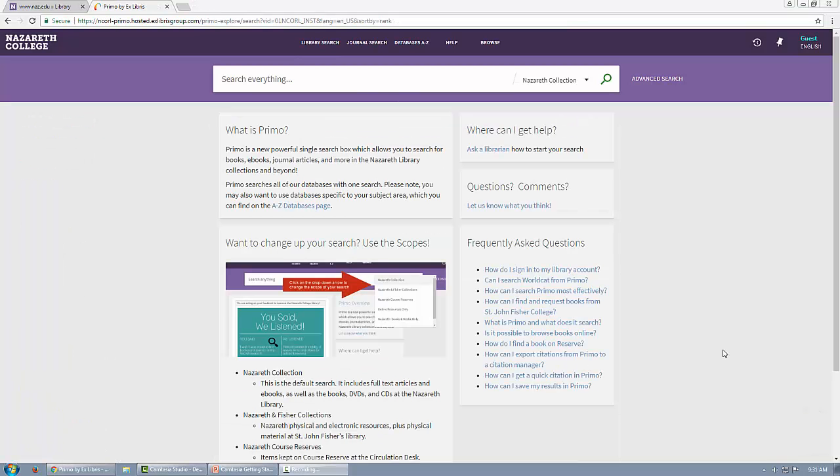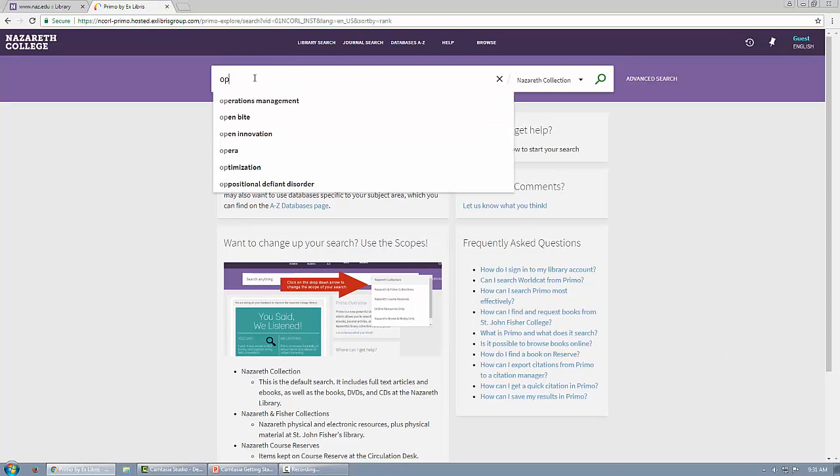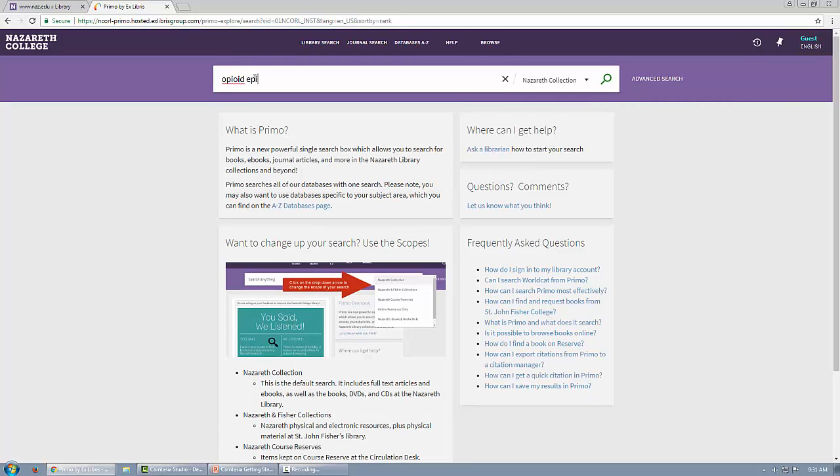My last example is about learning the scholarly language, and this is something that really doesn't happen until you've found some journal articles and you've read them and really dug deep into the literature, and then you'll start to get a feeling for how scholars are describing this issue. One example that came up the other day was the opioid epidemic, because that is often how we hear it referred to in the news. So I'm going to search for opioid epidemic.